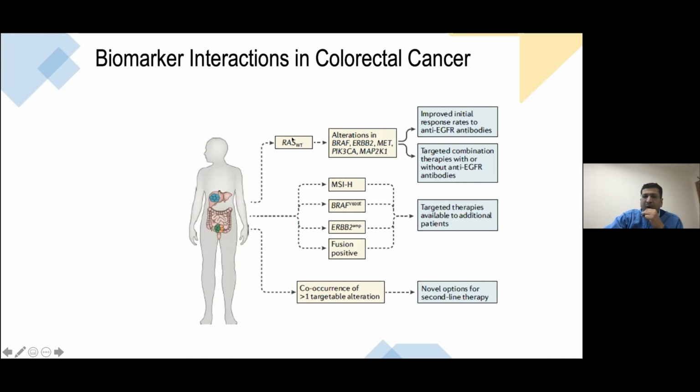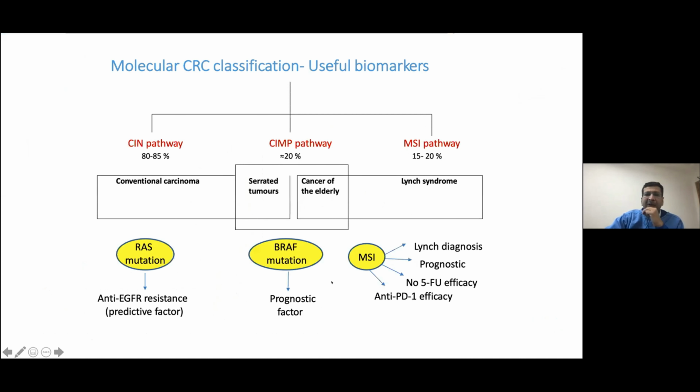If RAS is wild type, as of today, we are not doing HER2 testing upfront, but we should be doing it. If HER2 is amplified, then the response to EGFR inhibitors may be low. Then MSI, BRAF, we all know we have some agents to target them. So in coming days, if there is a co-occurrence of more than one targetable lesion, novel options of second-line treatment may be there. So RAS mutation we know can predict response to EGFR therapy. BRAF is both prognostic and predictive. We have BRAF inhibitors coming onto the scene now.